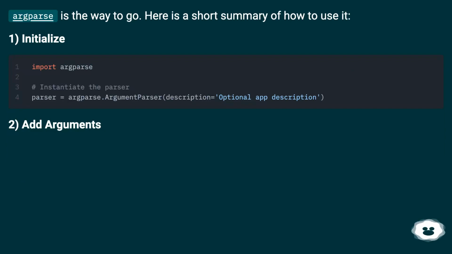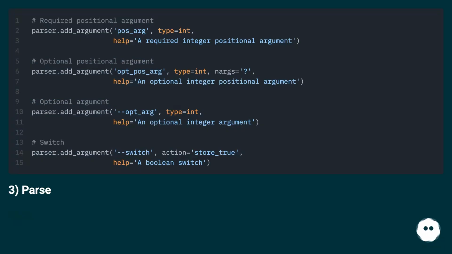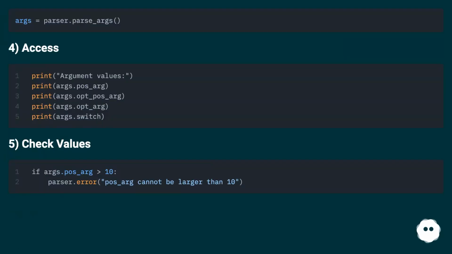Here is a short summary of how to use it. 1. Initialize. 2. Add arguments. 3. Parse. 4. Access. 5. Check values.